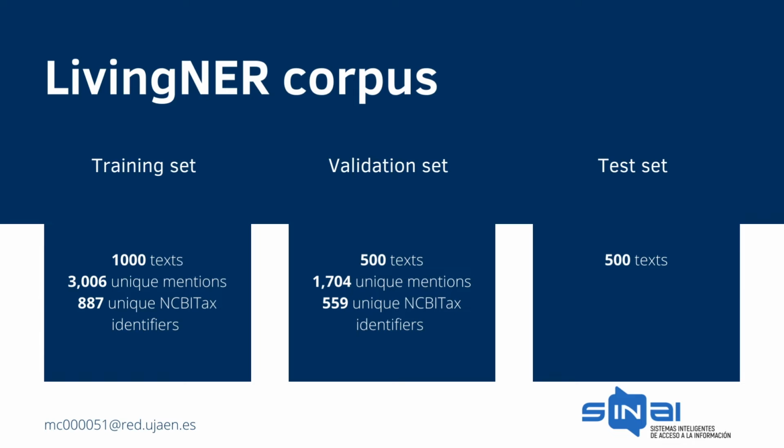methodology. LivingNER corpus is a collection of 2,000 clinical case reports annotated with quite diversified species mentions, such as human, animals, plants, and microorganisms. Training texts were annotated with 3,006 unique entity mentions that were mapped to 887 unique NCBI taxonomy identifiers, while the validation set contains 1,704 unique mentions mapped to 559 different NCBI taxonomy identifiers. The test set contained 500 texts.